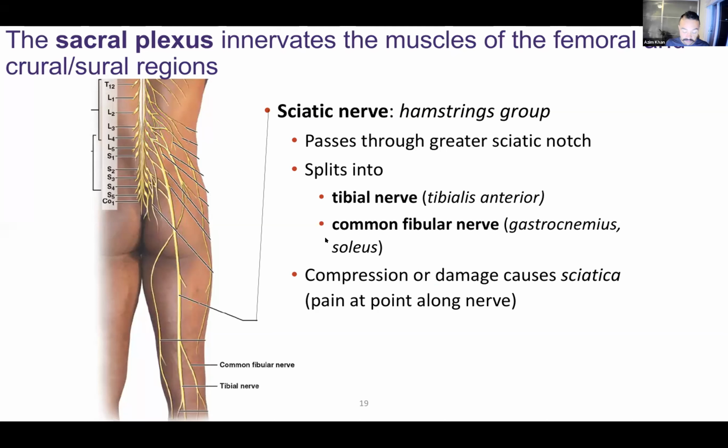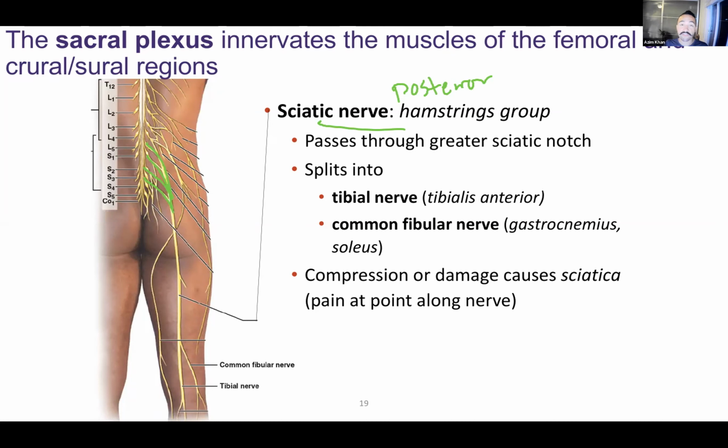The sacral plexus is right here. The sacral plexus is innervating your posterior leg. So the hamstrings group, biceps femoris, semitendinosus, semimembranosus, that's innervated by the sciatic nerve.